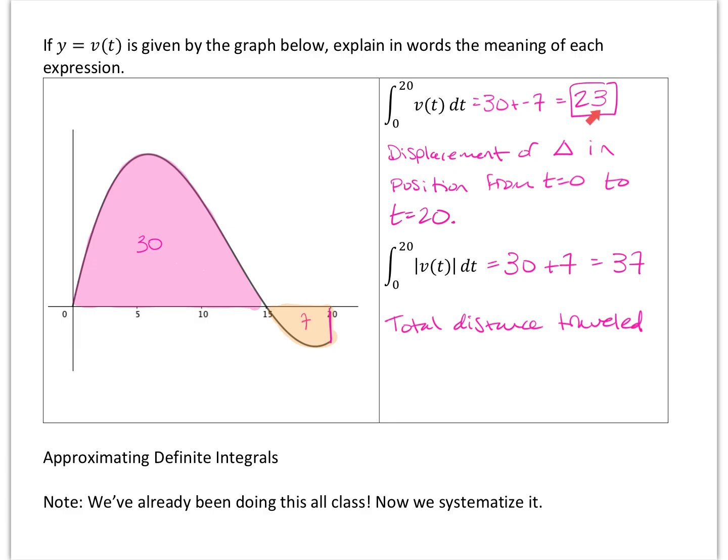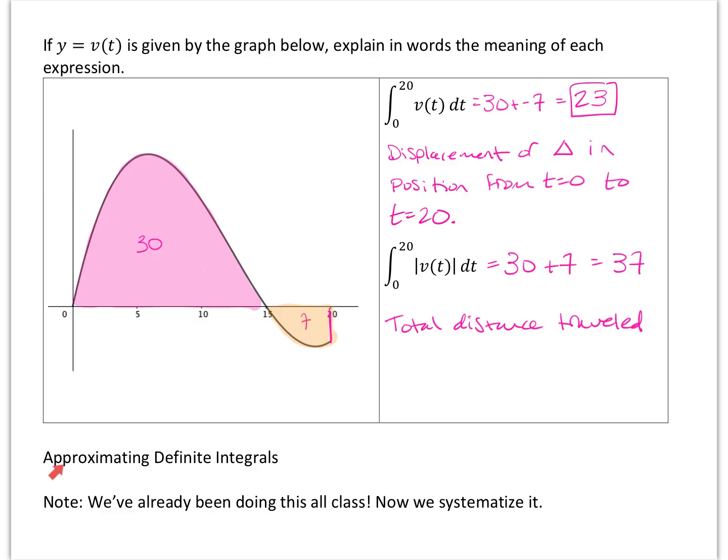Whereas up here, we did care what direction we were going. We went 30 feet to the right and then 7 feet back to the left. So we finished 23 feet from where we started in the positive direction. Here we went 30 feet to the right. We still went 7 feet to the left, but we don't care that we were going right and going left. We moved 30 feet, we moved 7 feet, so we moved a total of 37 feet.